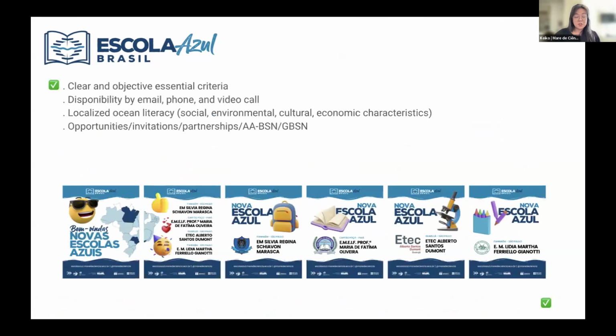So we have clear and objective essential criteria. There are 3. 1, work with an ocean theme related topic. 2, involve at least 2 disciplines. And 3, take all the knowledge across and over the community school. We are available for teachers and school coordinators by email, phone, and video calls whenever they can reach us to ask questions and clear doubts. Each school works on a localized ocean literacy, respecting social, environmental, cultural, and economic characteristics, their own characteristics.